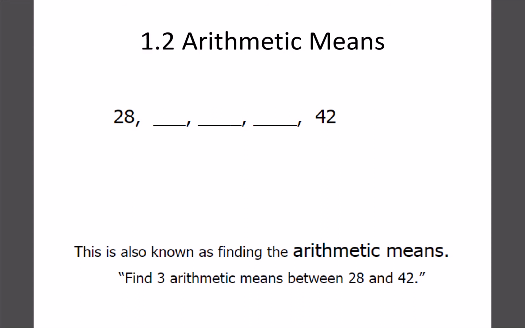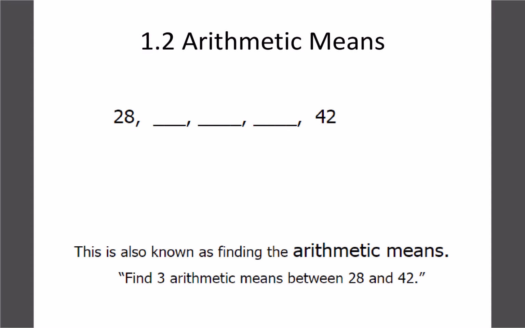Basically, the trick is, can we figure out what these three middle numbers are? The definition that we're going to learn today is what we call an arithmetic mean. Think of it as a mean, which typically means average. We're looking at what would be three numbers that are averagely spaced out equally between 28 and 42. So once again, we could guess.